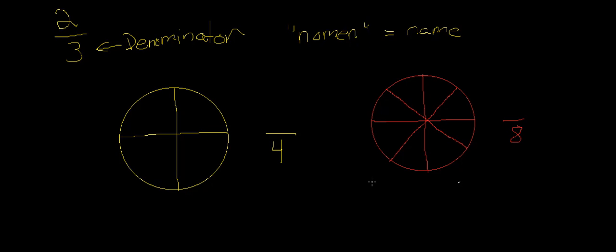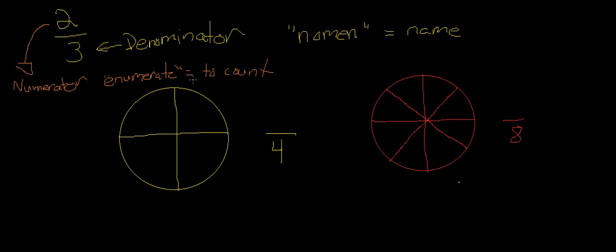Now, to make this into a fraction, it needs to have a numerator. Okay, so now we're going to look at the other term that we had, which was numerator. Numerator comes from the Latin enumerate, which means to count. We actually still use the word enumerate in English. Okay, so enumerate means to count.